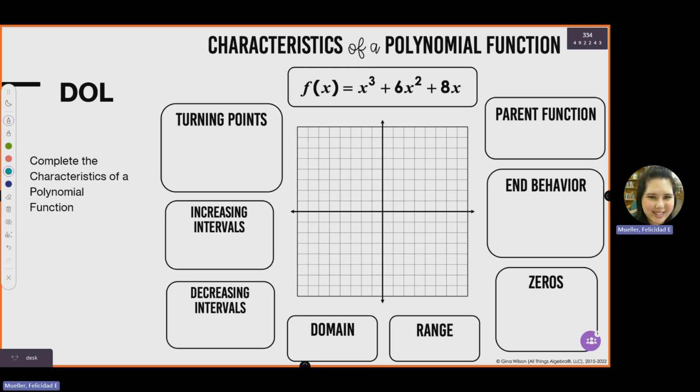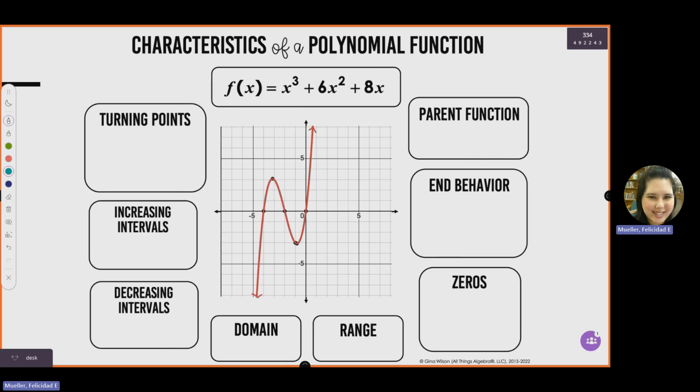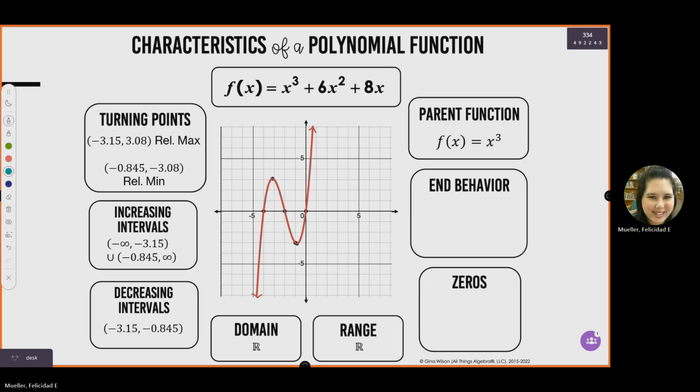All right, so for those that did go ahead and give this a try, here's what we would have. Here is our graph. The parent function is going to be x cubed. My domain and range is all real numbers. The parent function is based on what the degree is. Our turning points are at negative 3.15, this is a max, and 3.08. We have a minimum at negative 0.845 and at negative 3.08. It is increasing from negative infinity to negative 3.5 and negative 0.45 to infinity. It is decreasing from negative 3.515 to negative 0.845.